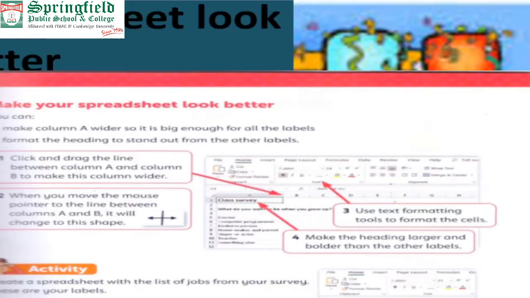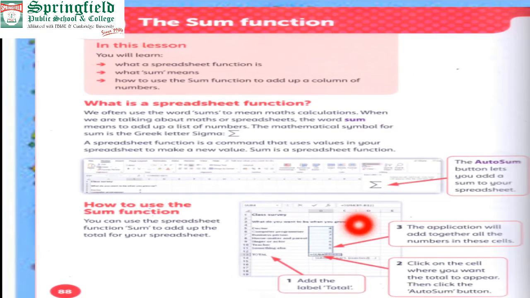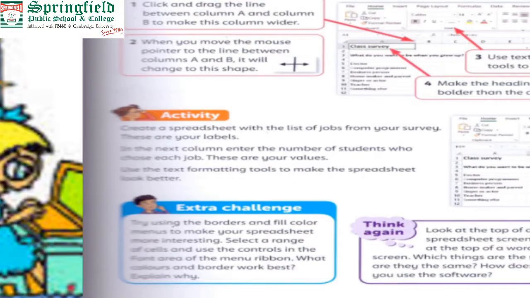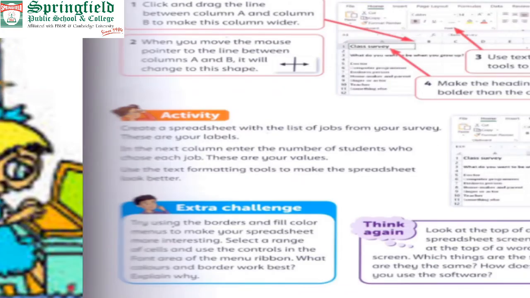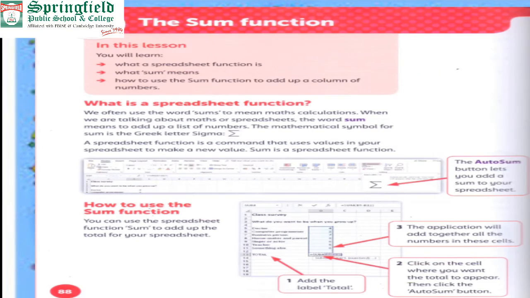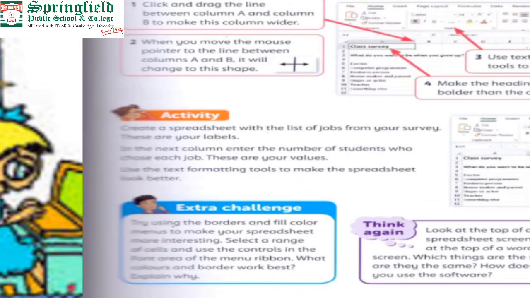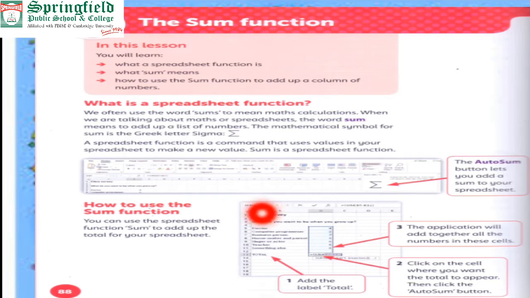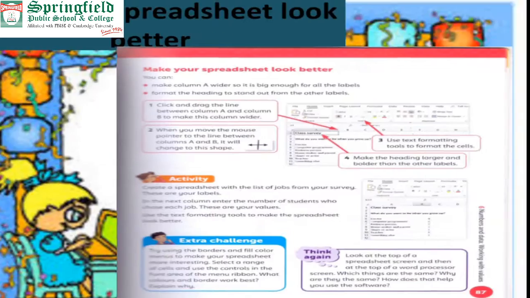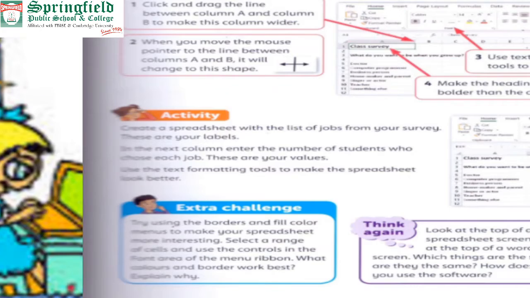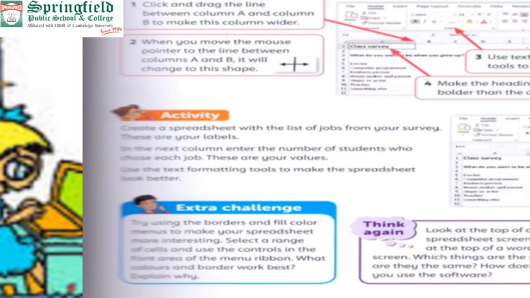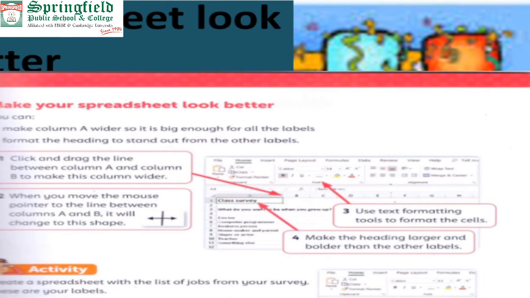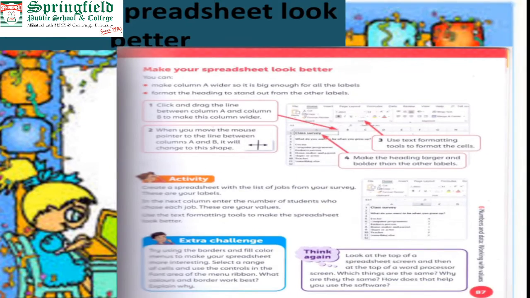Now you have to use border and fill color. It's an extra challenge. You can also apply borders to your table. You can fill the table with the help of the paint bucket. Select the range of cells and use the controls in the font area of the menu ribbon. You can also add different borders, different colors, and different formatting like bullets and numbering. Now it's up to you how you can make your sheet look much better.